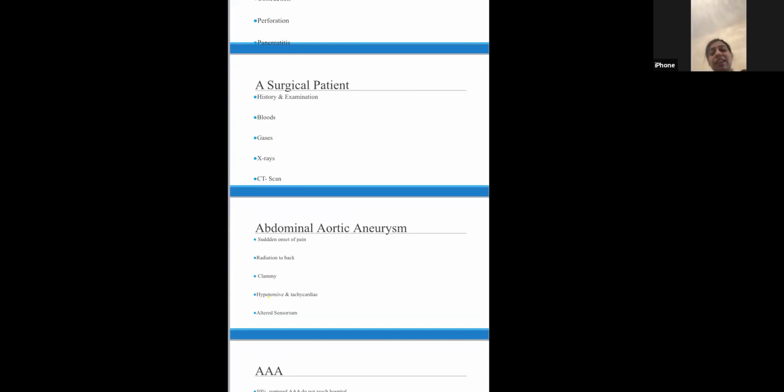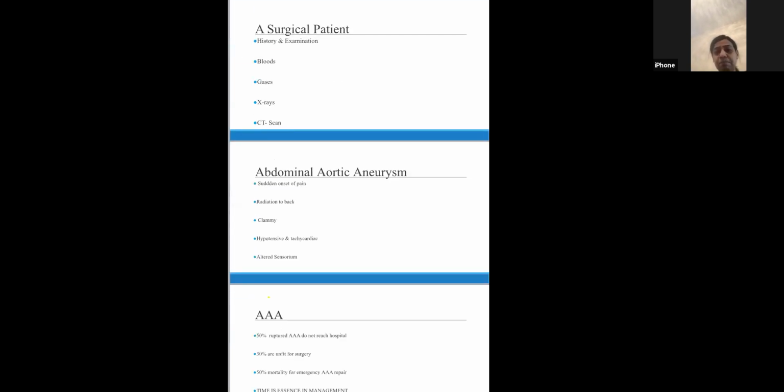They look really, really clammy. They look unwell. They are hypotensive and tachycardic when you see them, unless and until they are beta blocked. And they may have an altered sensorium just because they are markedly hypotensive and the cerebral perfusion can be impaired.